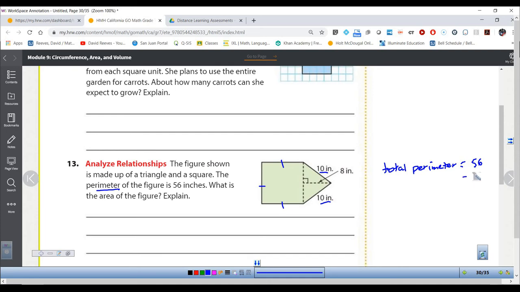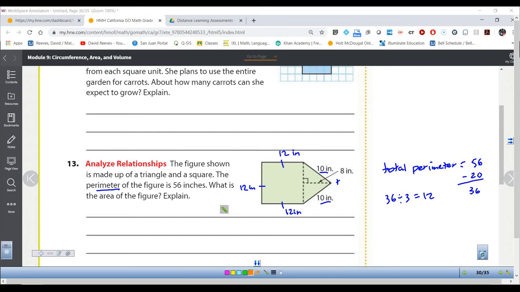So I'm going to take 56 and subtract 20 because 10 plus 10 is 20. And when I do that, I get 36. So that means this side plus this side plus this side has to equal 36. So if three things equal 36 and you want to know what one of them is, you divide by 3. And 36 divided by 3 is 12. So this side is 12 inches, this side is 12 inches, and this side is 12 inches. We already knew the perimeter, but now we know all the sides.